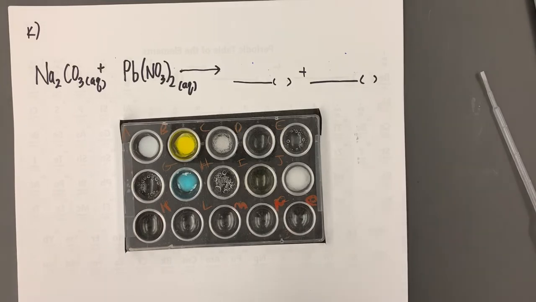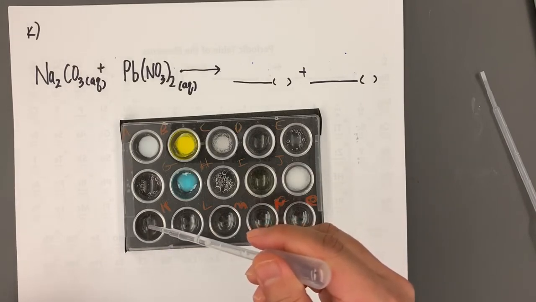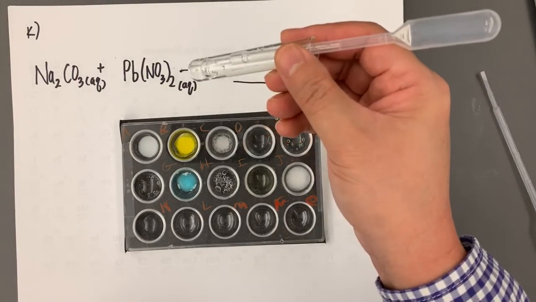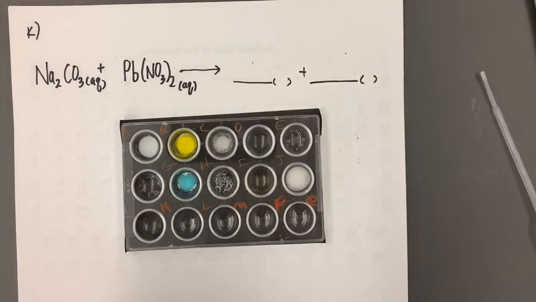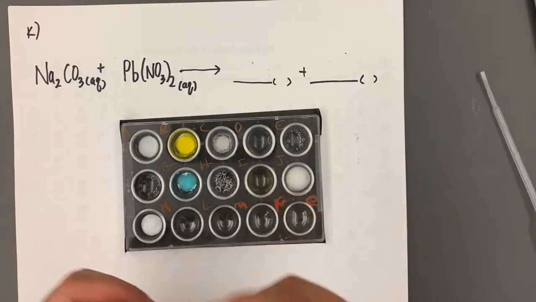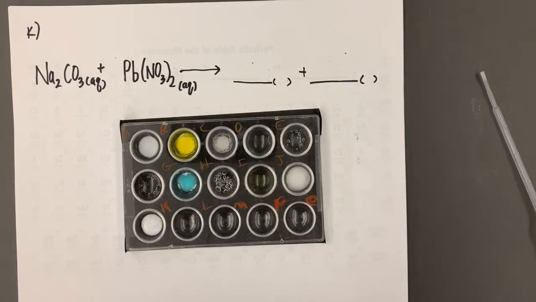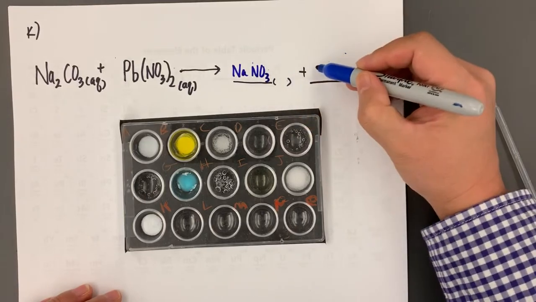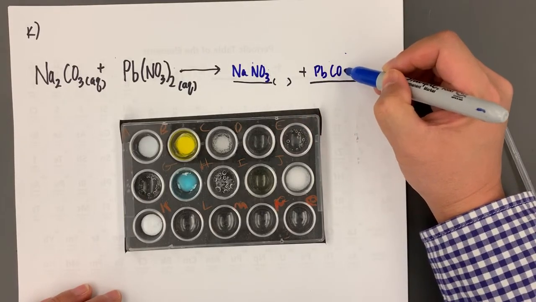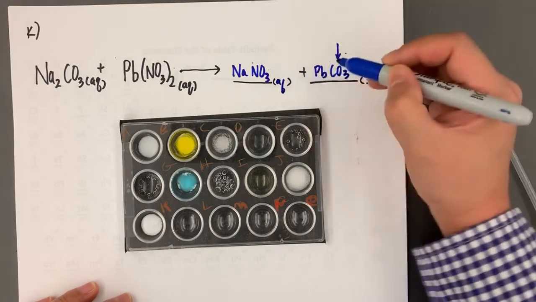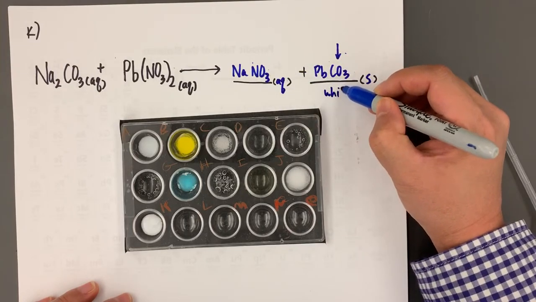Finding these is half the battle here. Sodium carbonate is a colorless solution. And lead nitrate, and I don't know how many times we've used the colorless lead nitrate. Okay. And again, we see a white precipitate. The reason is because of sodium nitrate and lead carbonate. Lead carbonate is predicted to be a solid, so that is your white precipitate.